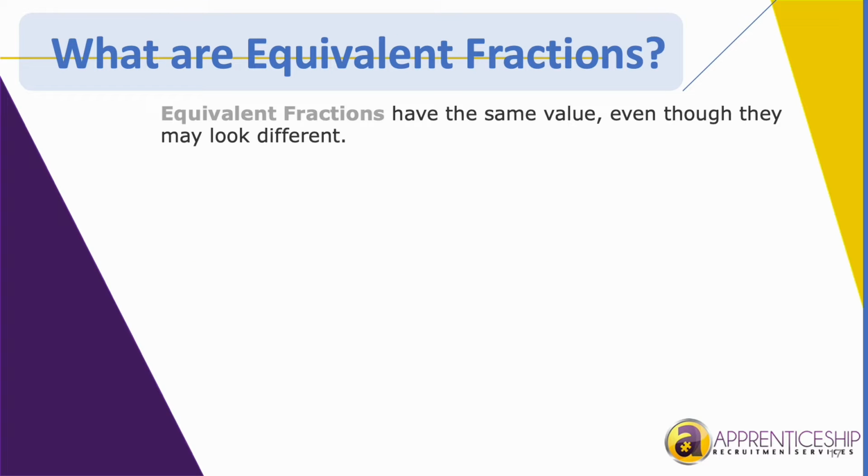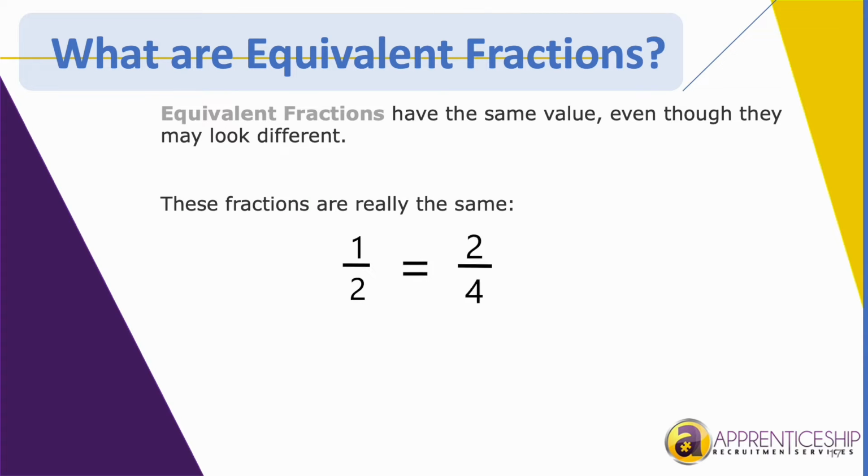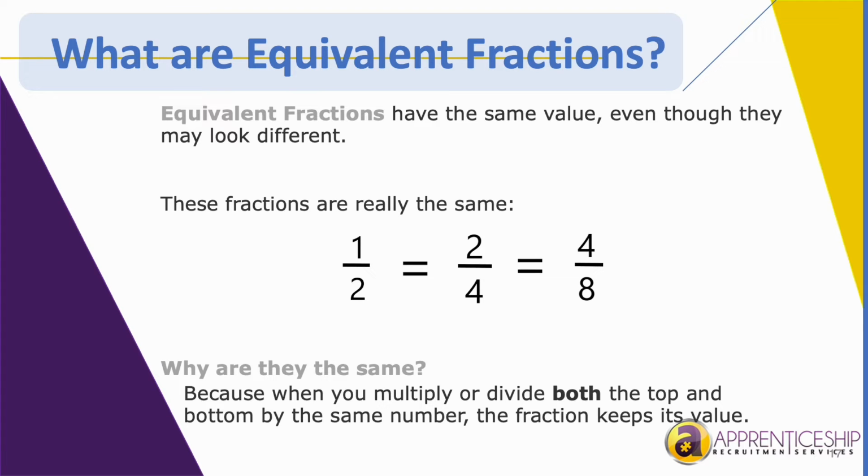Okay, equivalent fractions. Equivalent fractions have the same value even though they look different. So these fractions are really the same. 1/2 is the same as 2/4, is the same as 4/8. Why are they the same? Because when you multiply or divide top and bottom by the same number, the fraction keeps its value. I always think about this as a pizza. So excuse my really bad drawing.